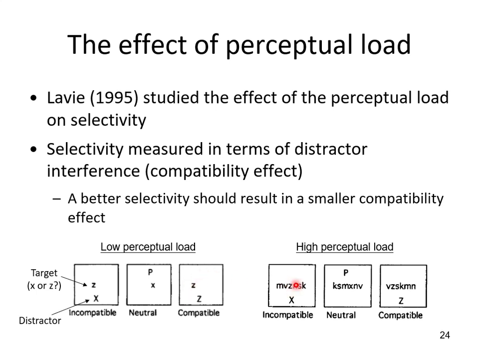So this difference marks the manipulation of perceptual load. In the left, easier condition, there is a low perceptual load. In the right, more difficult condition, there is a higher perceptual load. But the task is similar.